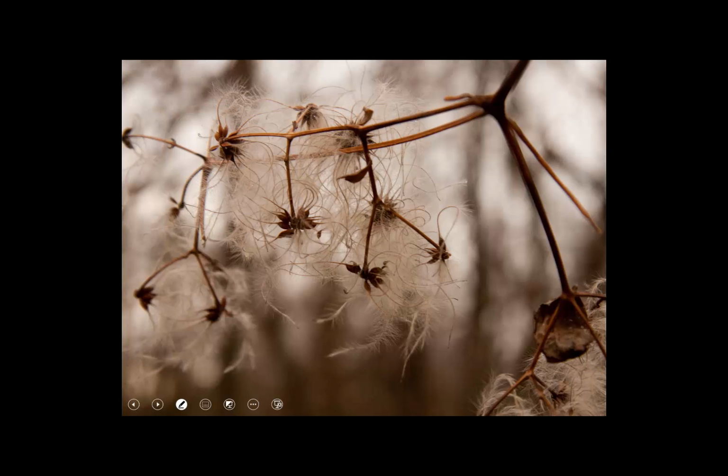Like, yeah, that's the first thing I thought of. Why, that looks like, is that a virgin's bower? Oh, no, it's a plant. It's Clematis virginiana. What was I thinking?